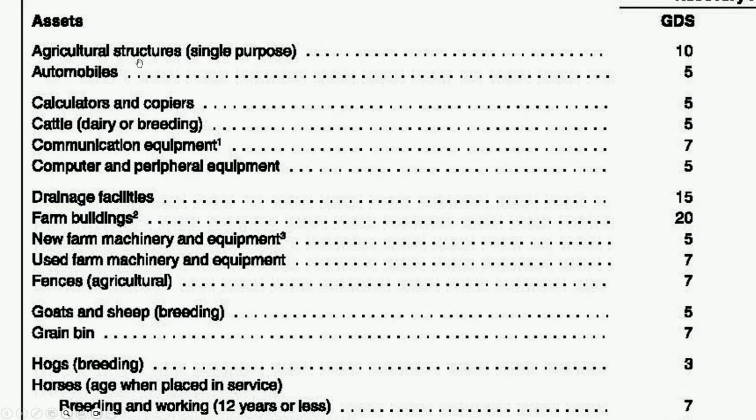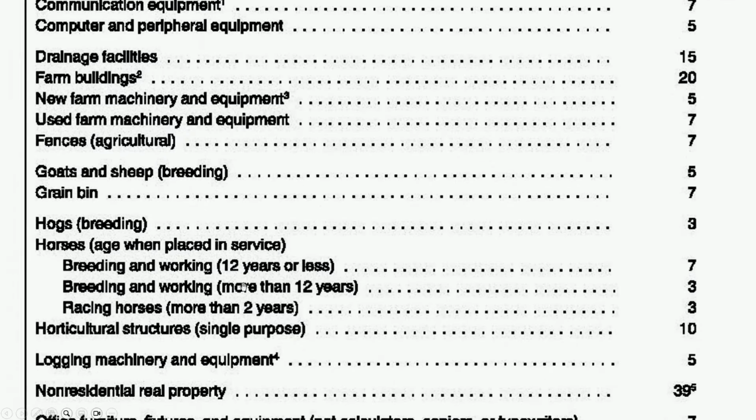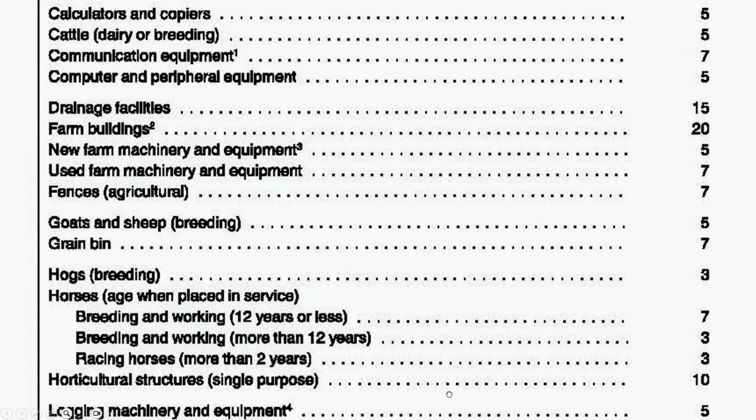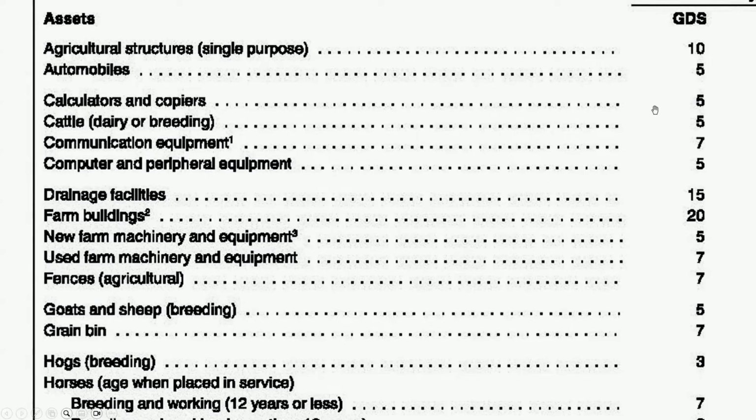You might want to give some attention to these agricultural structures. These single purpose agricultural structures have a 10-year recovery period. And similarly, these single purpose horticultural structures have a recovery period of 10 years. Those are really real property, but they have only a 10-year recovery period. So that makes them kind of unique. And then other farm buildings you can see are 20 years. So remember, most commercial property is actually 39 years. But here you've got farm buildings with only 20 years, and you've got those single purpose agricultural and horticultural structures with only 10 years.